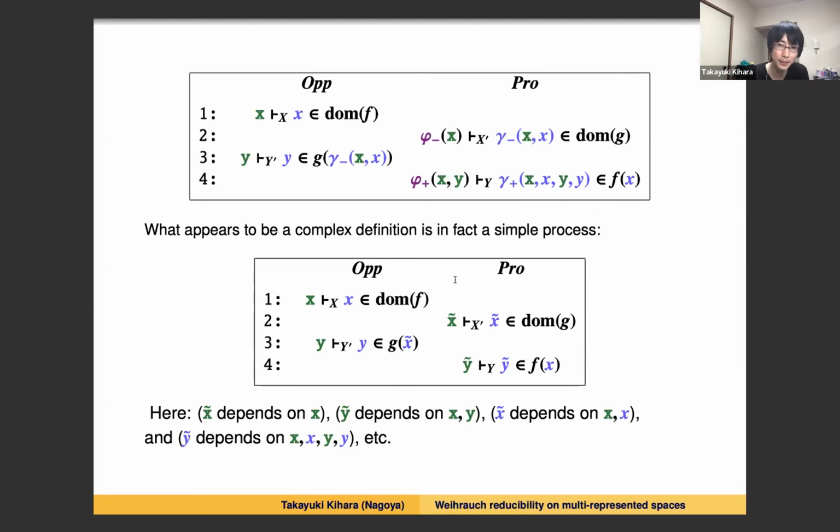So let's write it simply without phi and gamma explicitly. Opponent first creates an input of f and its name. And proponent creates both an input of g and its name as a query. In response, opponent creates a solution to the query and its name. And proponent uses this to create a solution of fx and its name.